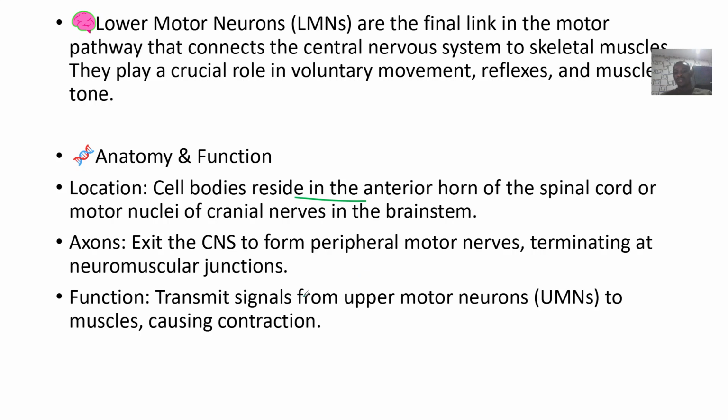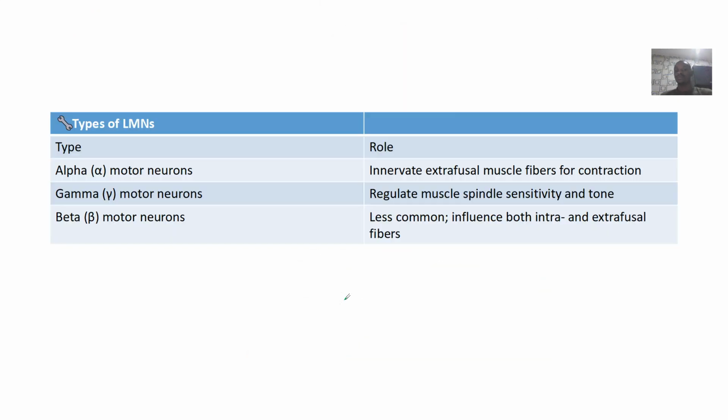So functions: they transmit signals from the upper motor neurons to the muscles. So they cause what? Contraction of muscles. Okay. If they are not there, automatically there's relaxation. You understand? So types, we have the alpha, we have the gamma, we have the beta. You can just pause to look at the roles.